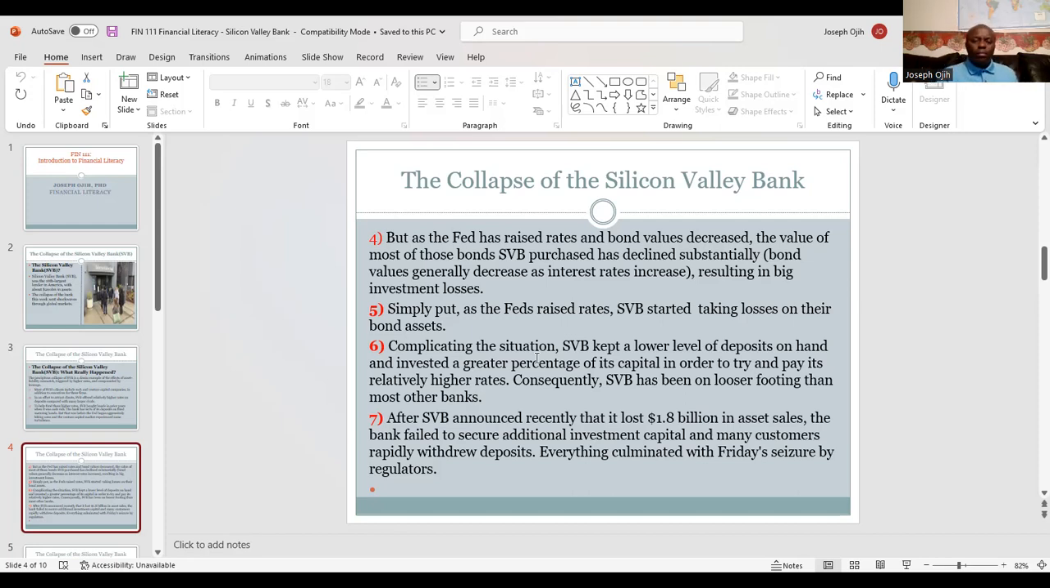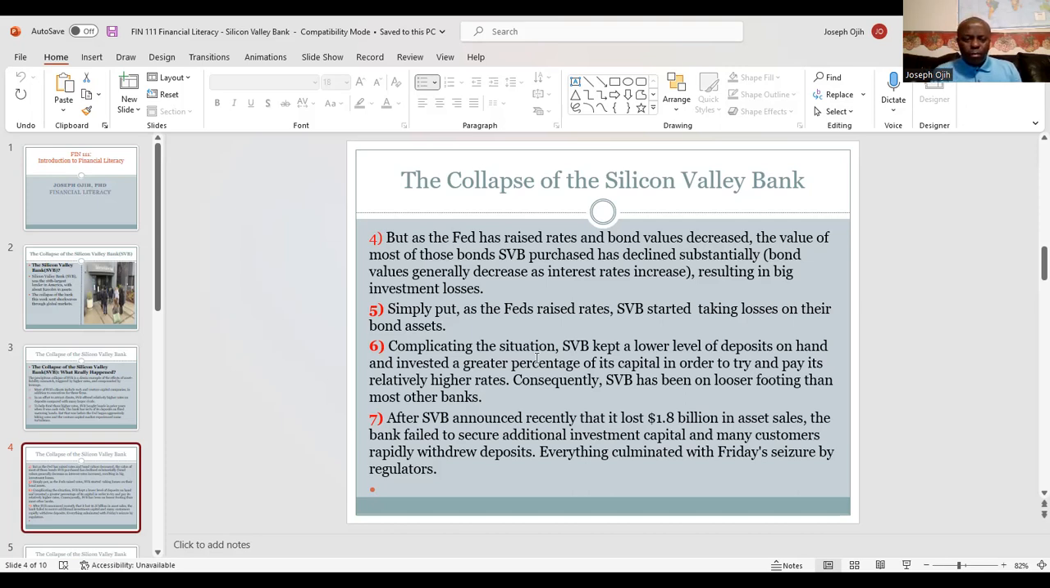So, in other words, they have been on a looser footing than other banks. Now, eventually, as they kept getting these losses, of course, they have to report by law. They have to make their quarterly reports. Every quarter they have to present their financial statement to the investors, and their annual report. So they made an announcement that they lost $1.8 billion in assets. This announcement was made only 4 days ago, on Wednesday.